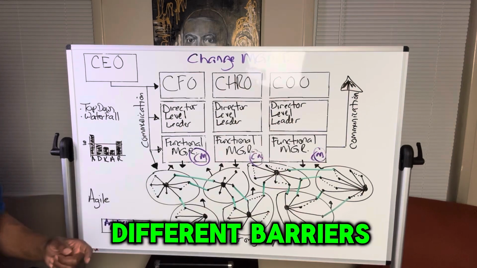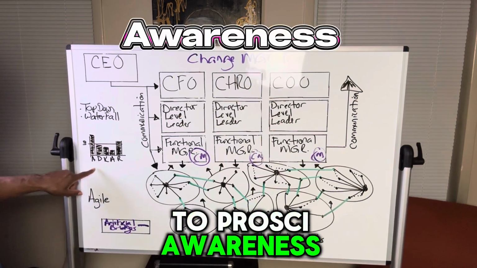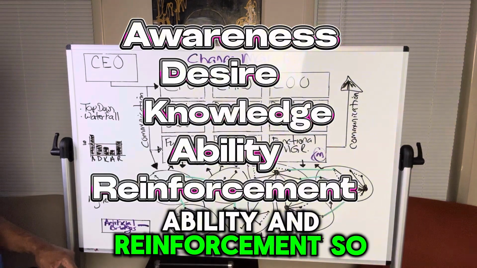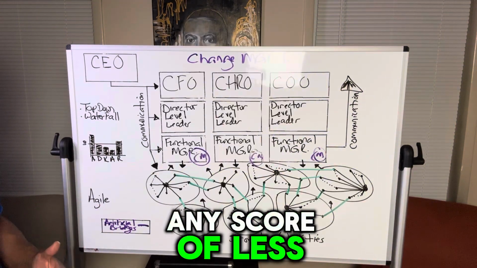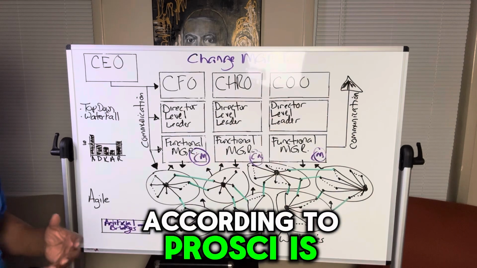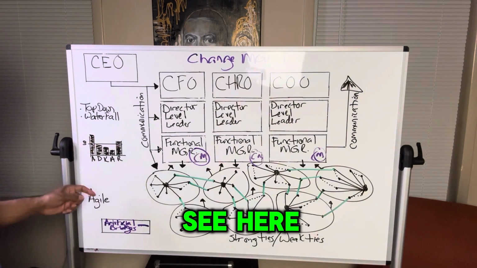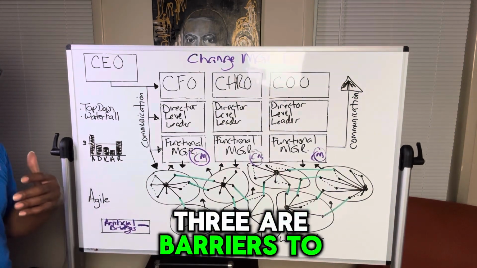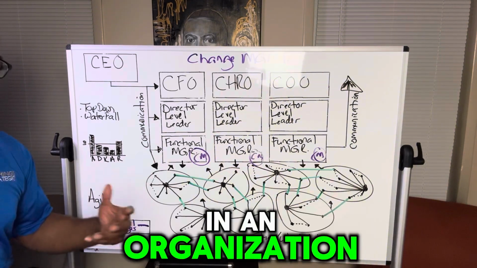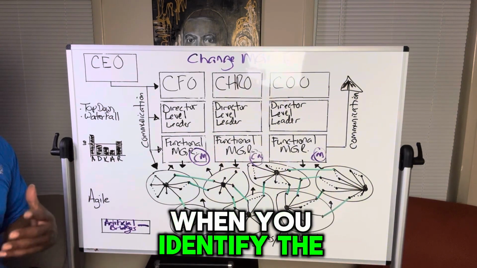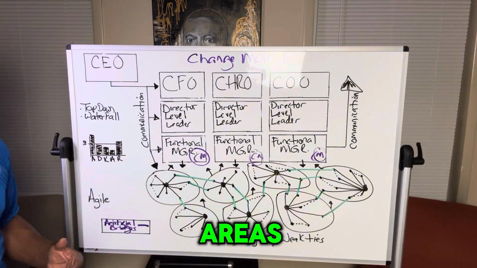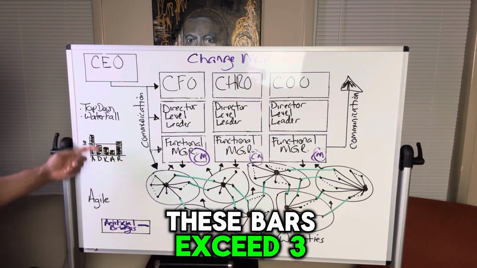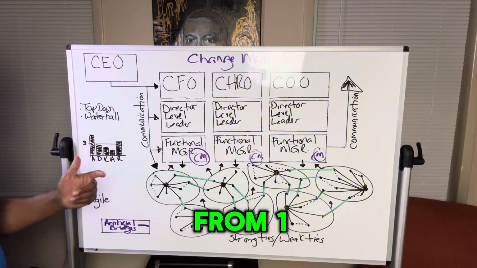And there are 5 different barriers according to ProSci: awareness, desire, knowledge, ability, and reinforcement. So any score of less than a 3, according to ProSci, is a barrier to change. And as you can see here, desire, knowledge, and ability, all 3 are barriers to successfully implementing the change in an organization. When you've identified the barriers, you train up the skills in these particular areas so that the second time an assessment is conducted, these bars exceed 3 on the actual scale from 1 to 5.